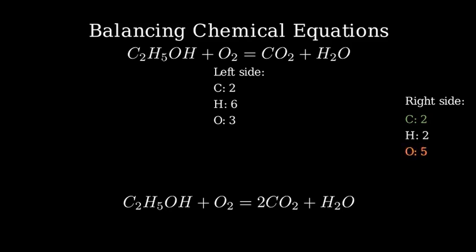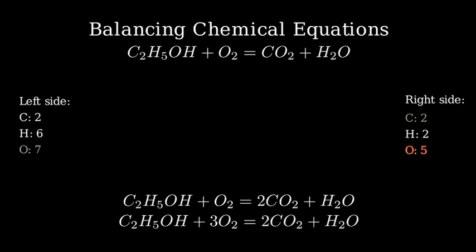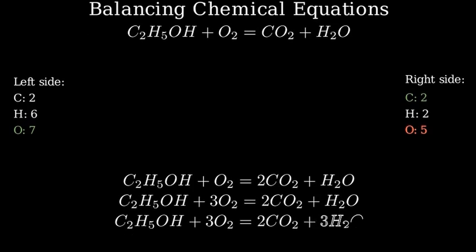However, we now have 5 oxygen atoms on the right side. To balance oxygen, we need to add a coefficient of 3 to O2 on the left side. This gives us 6 oxygen atoms on each side. Finally, we need to balance hydrogen. We can do this by adding a coefficient of 3 to H2O on the right side.